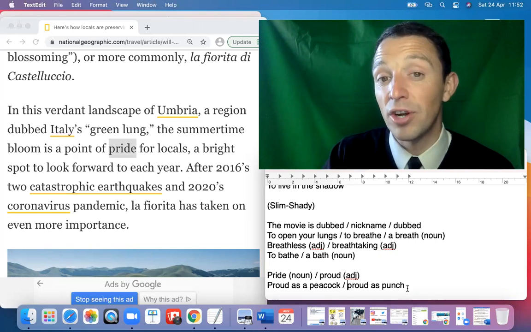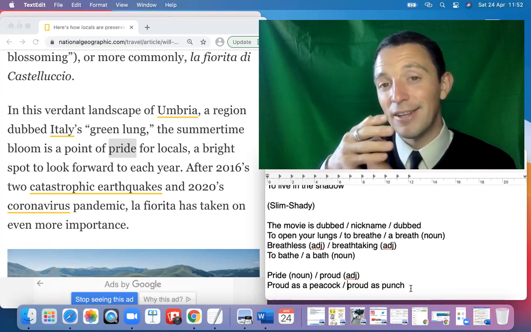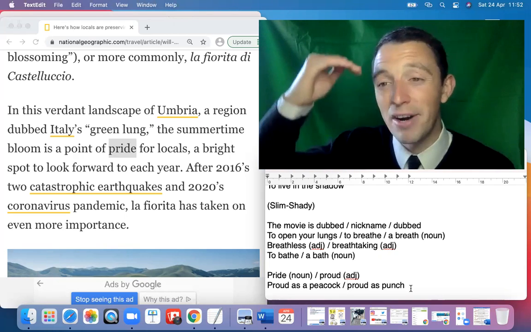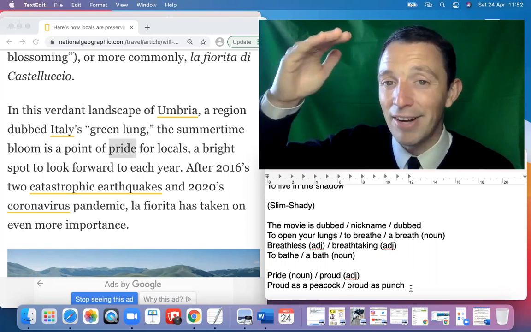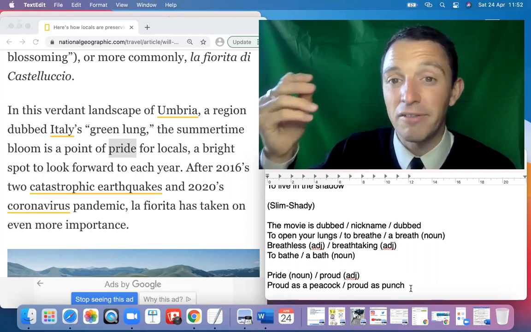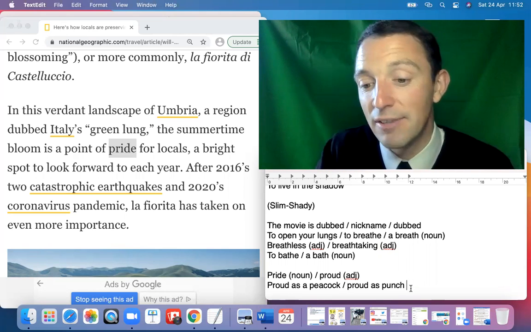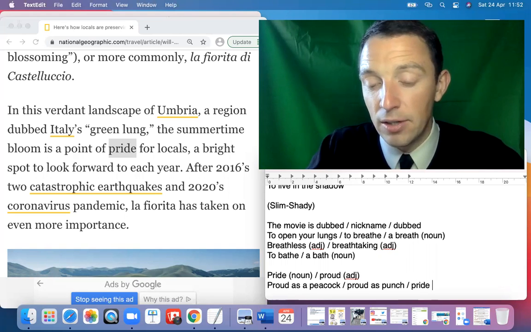Okay, we have another expression. We say pride comes before the fall. So if you are very, very proud, maybe a little arrogant, it's probable that you will feel different later because life is difficult, and maybe pride comes before the fall. That's a famous expression as well. Okay, pride comes before the fall.